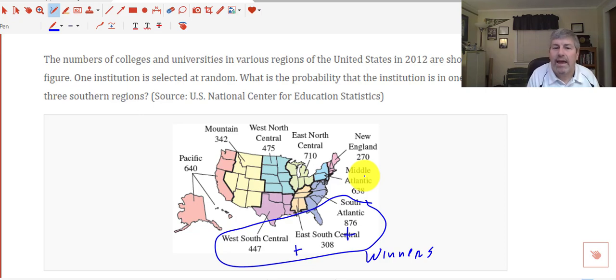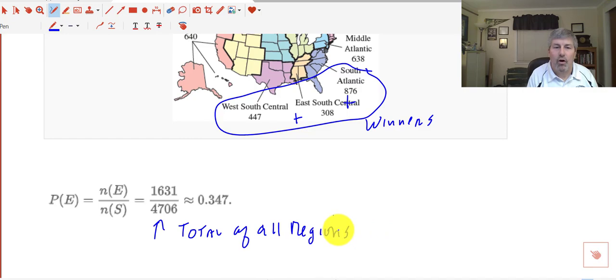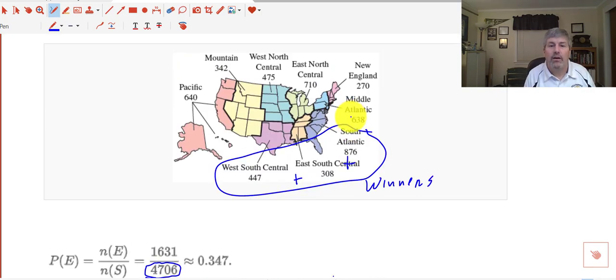institutions, we have to add up all of the schools, the 640 in the Pacific, the 342 in the Mountain, and so forth. That is, the total of all the regions is 4,706. The chance that we pick a winner: there's 876 in the South Atlantic, there's 308 in the South Central, and there's 447 in the West South Central. So if we pick one of those, that would be a winner.